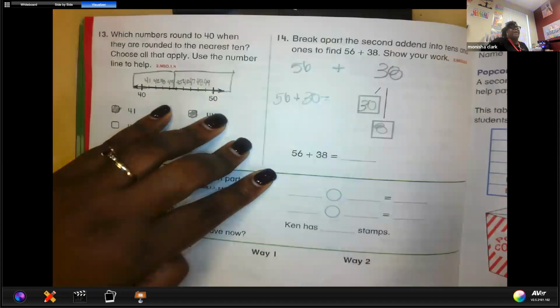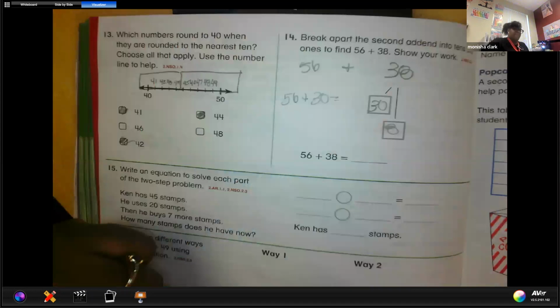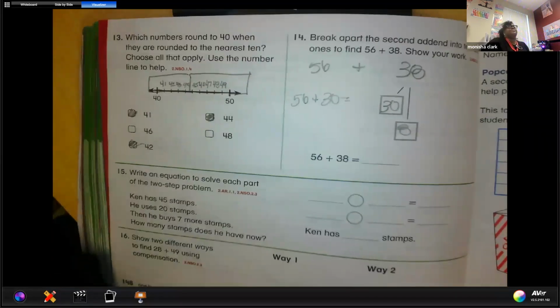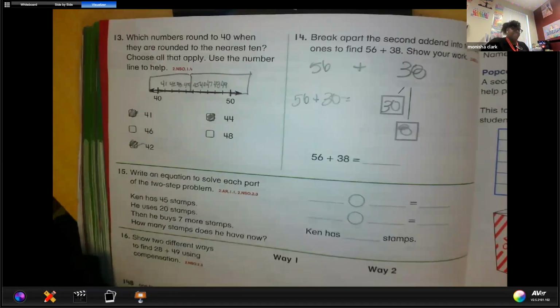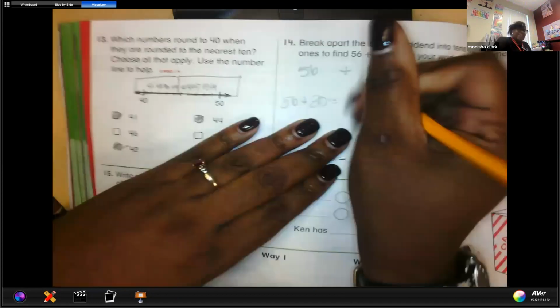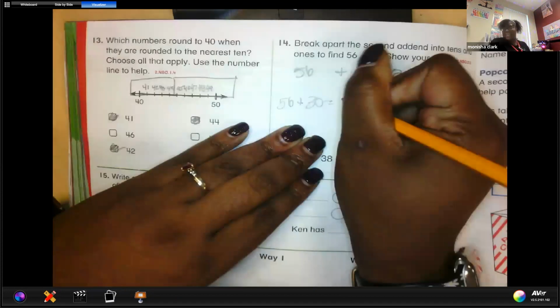Okay, quick math, quick math. We're adding a 10. 56 plus 30. 56 plus 30. 66. 56 plus 30. 96. Oh. Kiss your brain, sweetie. It is 86.